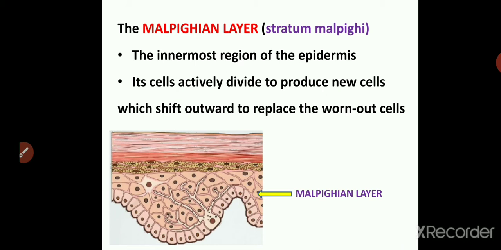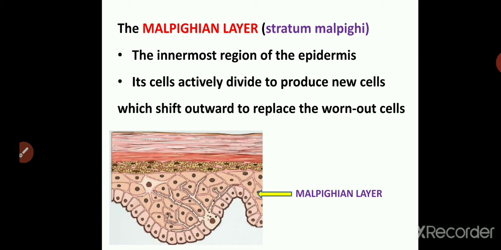Hence, they are also known as stratum germinativum. So the new cells which are produced are pushed outwards, and these cuboidal shape cells, as they are pushed outwards, start becoming flattened and they reach the outermost layer. So what happens as they go to the outermost layer?